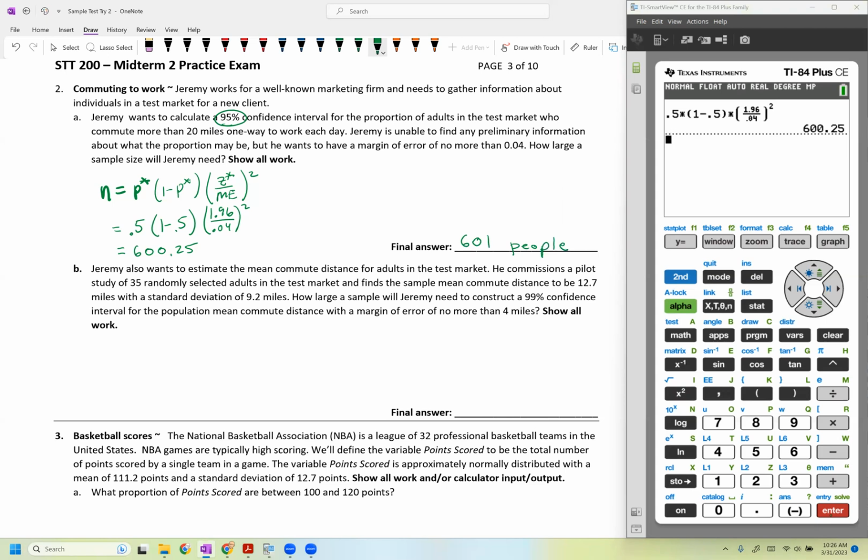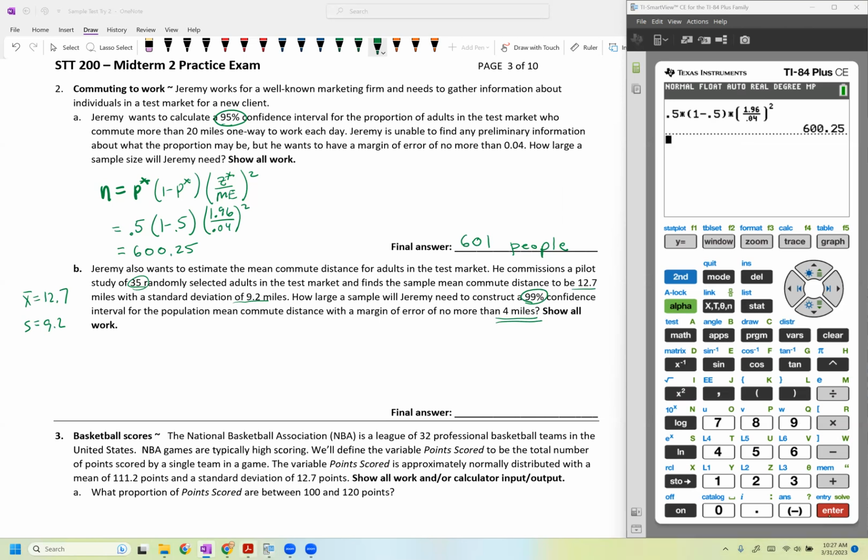Okay. Jeremy wants to estimate the mean commute distance for the test market. He commissions a pilot with 35 randomly selected adults and finds a sample mean of 12.7. I'm going to write that down. That's a sample mean, so it's an x bar value, and a standard deviation from a sample, so s is equal to 9.2. How large must the sample be to have a 99% confidence interval for a population mean distance with margin of error of no more than 4 miles?